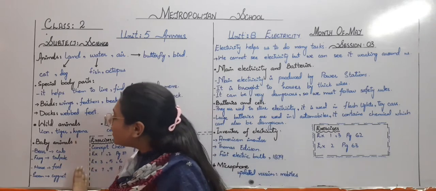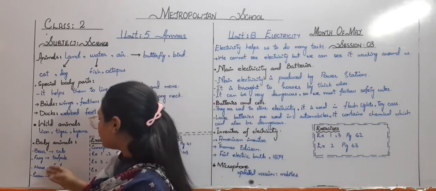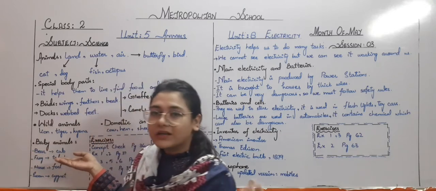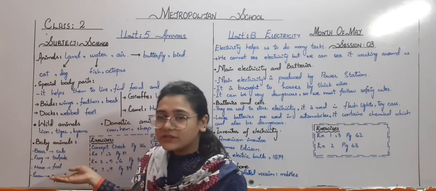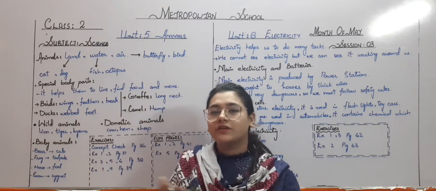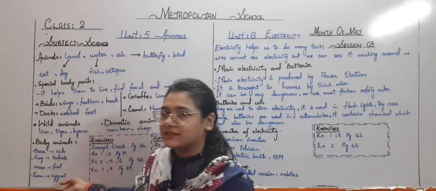Then the part comes about their babies, that what the babies of some animals are called. Bears have cubs as their baby animals. Frogs lay eggs, then they transform into tadpoles. And horse have foal and swan have cygnets, right?